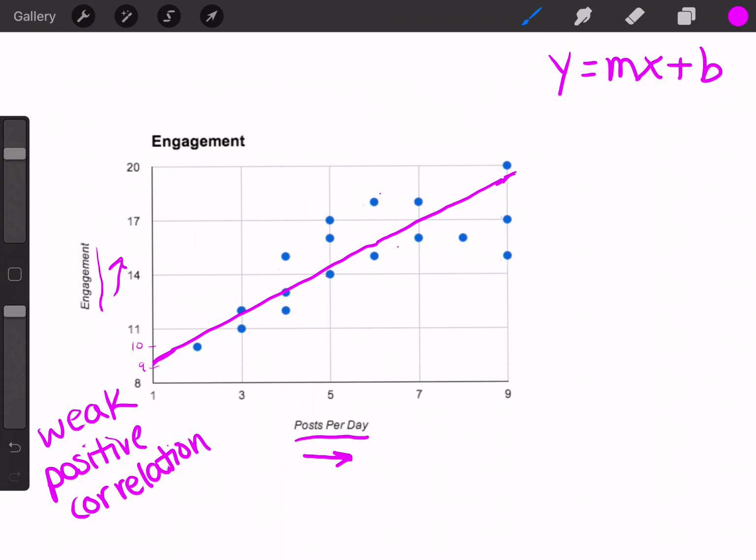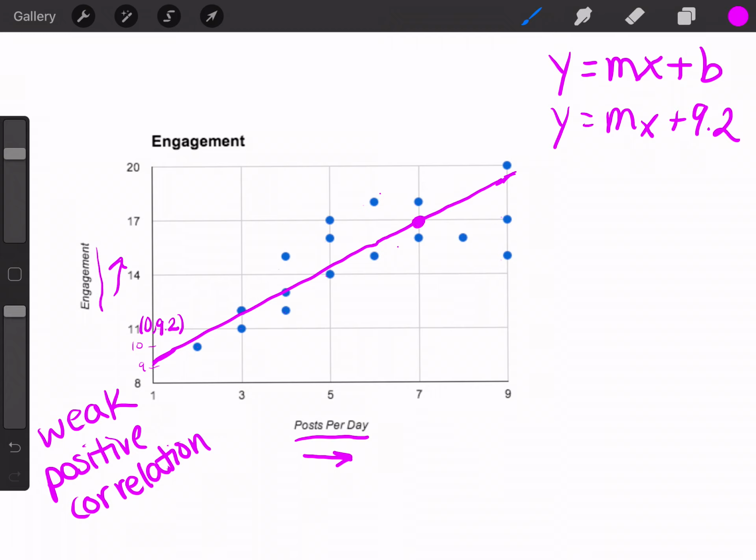I can start off by estimating my y-intercept. So I go 8 to 11. If I were to say this is 9, this is 10, that's 11, I would say my y-intercept is at about 0, 9.2. So I know that we have y equals mx plus 9.2 because that's my y-intercept.